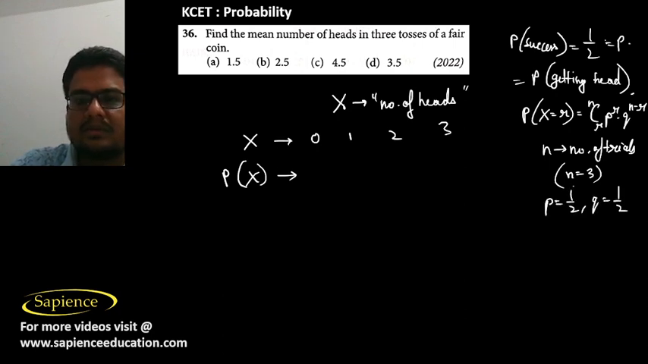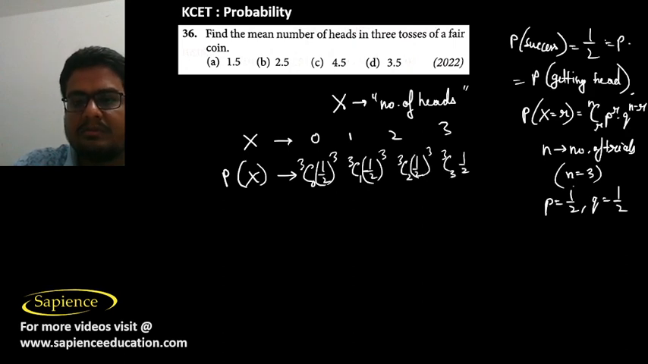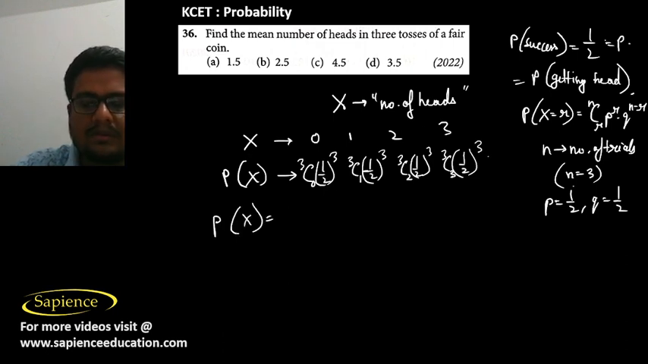Therefore, P of x equal to 0 would be equal to 3C0 into half power 3. And this will be 3C1 into half power 1 into half power 3 minus 1, so this will also be half power 3. This is 3C2 into half power 3. This is also 3C3 into half power 3. So the probability values for x are 1 by 8, 3 by 8, 3 by 8, and also 1 by 8.